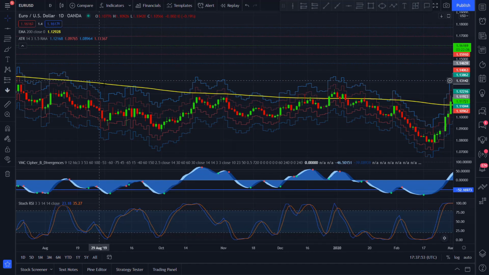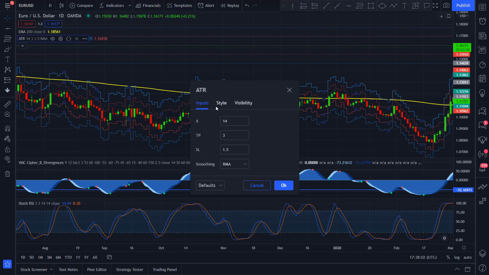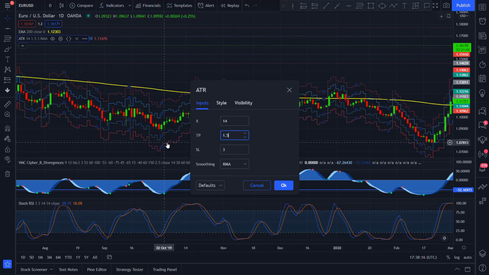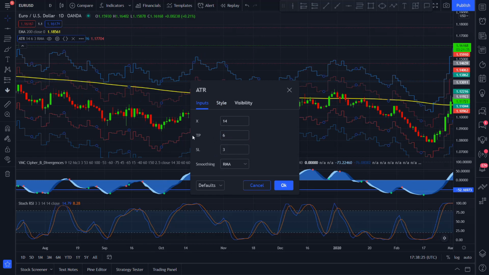First, you can try out different risk-reward ratios and different stop-loss ATR values. You can set up all those at the no-nonsense Forex ATR indicator, which is going to be here. So let's say you can try out 1.5 with a 1.5 stop-loss. That's going to be a 1:1 risk-reward ratio. Or you can try out a 3 to a 6, for example. That is going to be a 1:2 risk-reward ratio, but it gives more breathing room to the price to move.